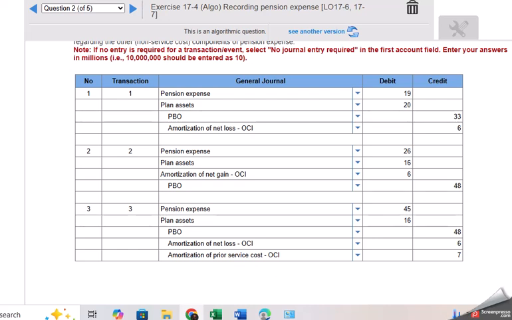So I'll just verbally say it because it doesn't really ask us to do that. But the service cost increases your pension expense.